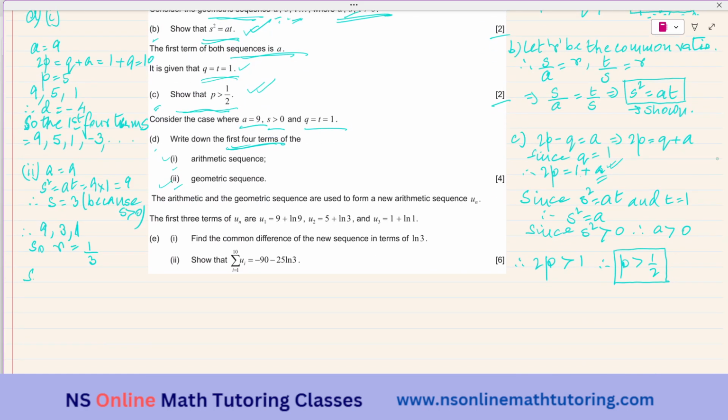So, the first 4 terms will be 9, 3, 1, and 1 multiplied by 1/3 is 1/3. Okay, 9 times 1/3 is 3, 3 times 1/3 is 1, and 1 times 1/3 is 1/3. So, these are the 2 answers of the 2 subparts.